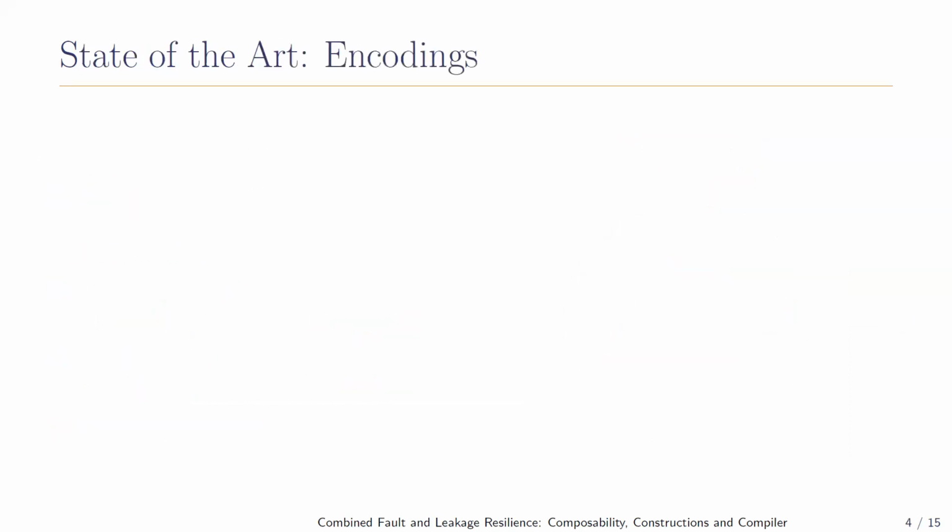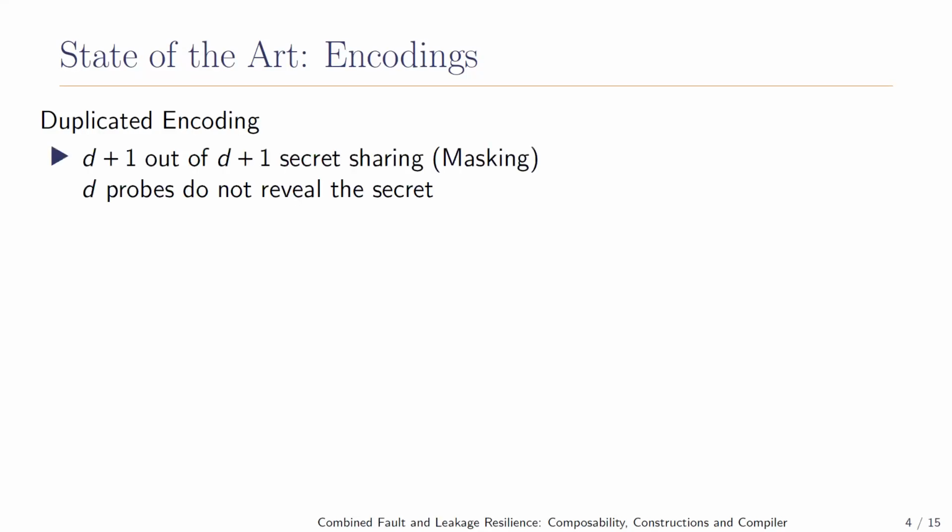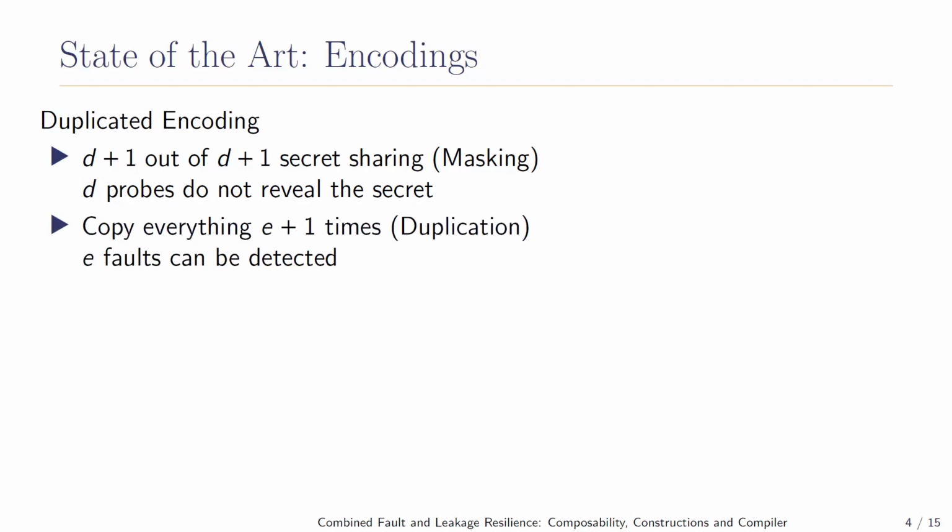How do we protect against those attacks? We first only protect the data. I will show you how to encode the secrets to make them resilient against those attacks. The first one is the duplicated encoding. Here we first share the secret into a D+1-out-of-D+1 sharing. This means that even when we probe D wires, we do not learn anything about the secret. Then we can copy each share E+1 times. This means that even when we fault E wires, there is still one unfaulted wire, and we can detect the faults. This would require D times E shares.